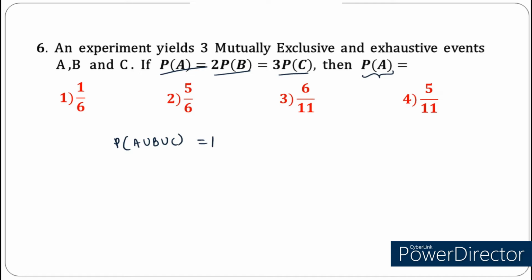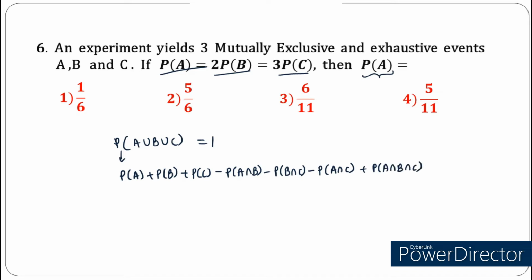In the synopsis we have seen that P of A union B union C is given by the formula P of A plus P of B plus P of C minus P of A intersection B minus P of B intersection C minus P of A intersection C plus P of A intersection B intersection C. This should be equal to 1. But here, as I have told, the events are mutually exclusive. There is no common element between A and B, so these intersection values will be 0, because the probability is 0.